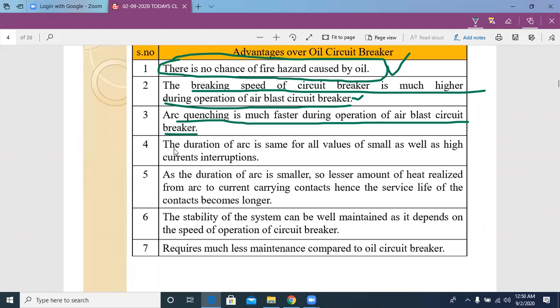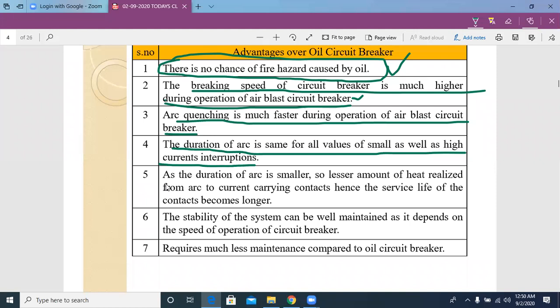Now, the duration of the arc is the same for all values of small as well as high current interruption. The arc control in this type of circuit breaker is independent of the level of fault current. Either it may be a small current or a heavy, large current, it doesn't matter. Operation is constant. The arc control time is constant, irrespective of the level of fault current.